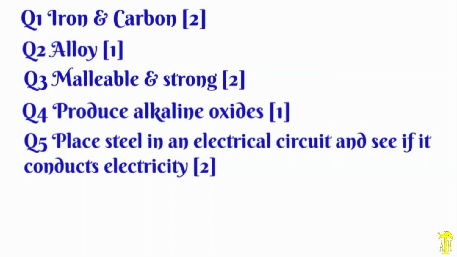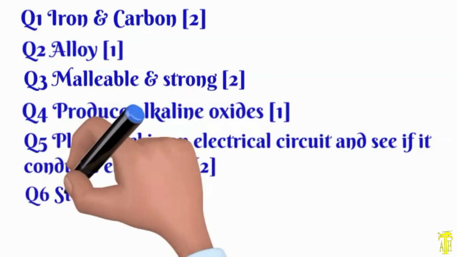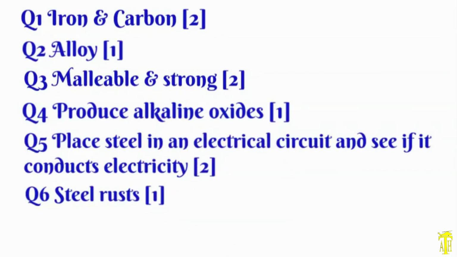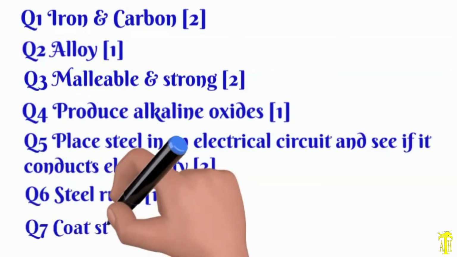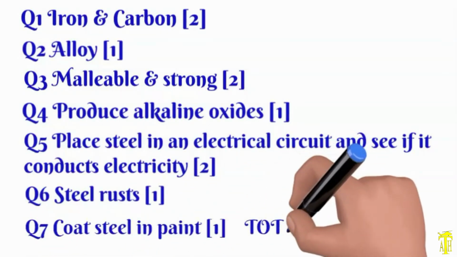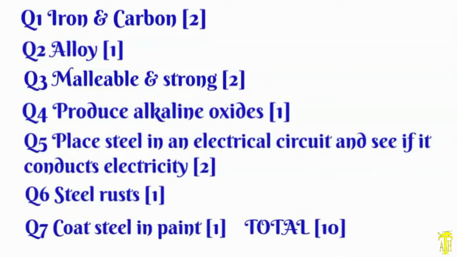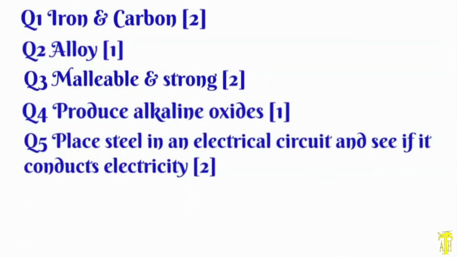Question 6. The major problem with steel is that it rusts for 1 mark. And then question 7. How do manufacturers protect steel from rusting? Well, they paint it. So they use paint to coat the steel for another mark. So there's a total of 10 marks there.